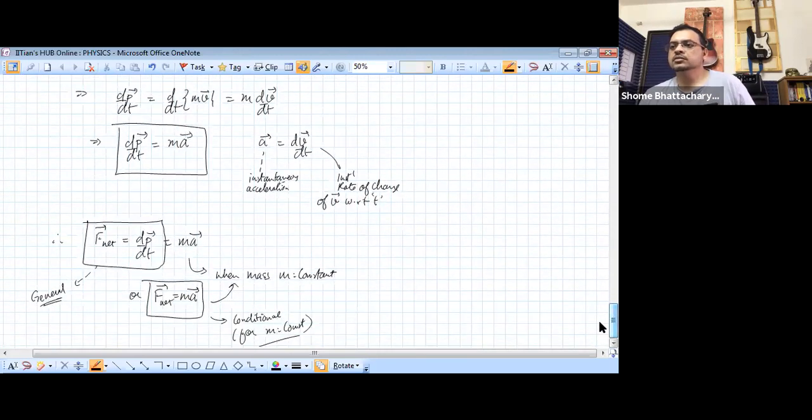So finally, when we write Newton's second law as rate of change of momentum, it's a general statement of Newton's second law. But when we write it equal to ma, F equal to ma, it's a conditional statement. It is only applicable to such bodies with a constant mass. Which also means that when the mass is not constant, we cannot say F is equal to ma. Then it becomes something else.